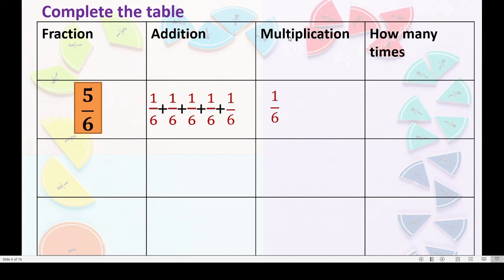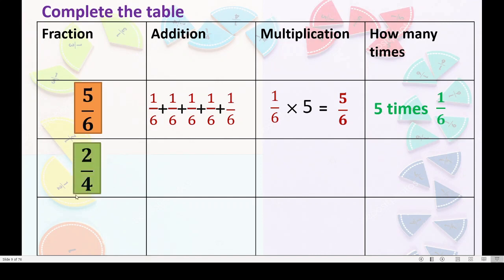Right? Now multiplication here. 1 upon 6, we have multiplied how many times? 1, 2, 3, 4, 5 times. So I will write here 5. How many times? 5 times 1 upon 6. What to write here? 5 times 1 upon 6. What is the answer?